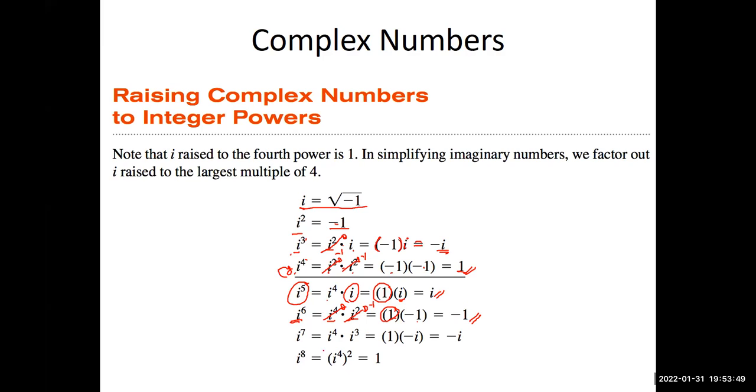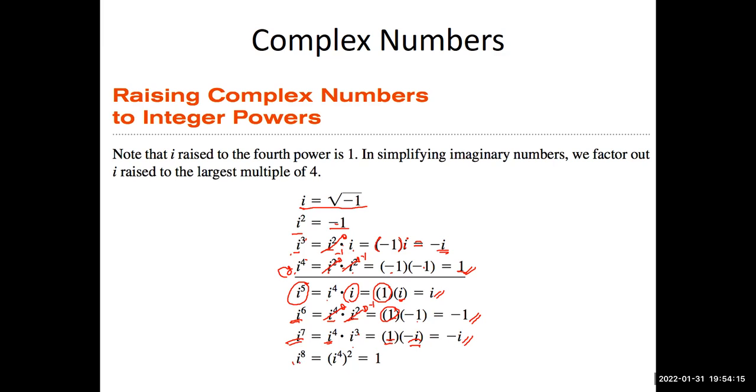So now i raised to 7. i raised to 7 is also equal to i raised to 4 multiplied by i raised to 3. So i raised to 4 is positive 1 and i raised to 3 is negative i. Di ba? So we multiply, 1 multiplied by negative i. So i raised to 7 is simply negative i.